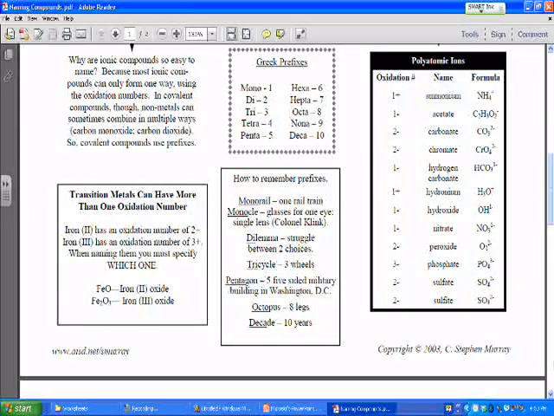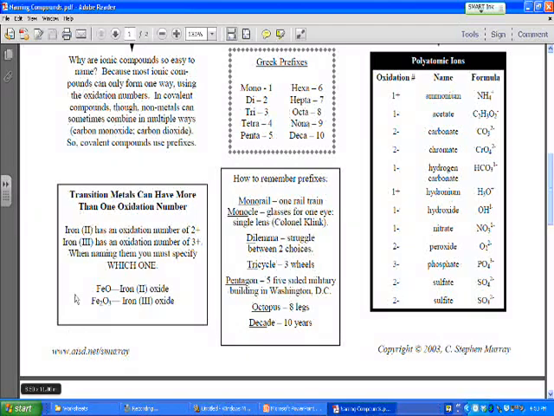Now, there's one last thing we need to talk about naming, and that's transition metals. Remember that transition metals are still going to form ionic bonds because they're metals with nonmetals. However, they change charges. In our group 1 and group 2, they always have a 1+ charge or 2+ charge. But in groups 3 through 12, they change charges, so they're not always the same. So there's a couple of different things that we have to do with them.